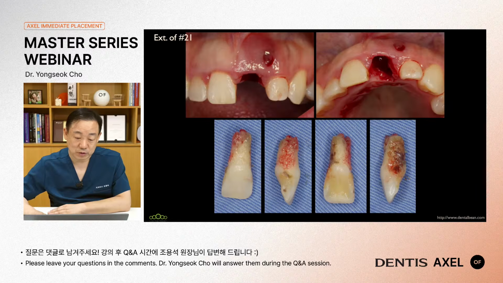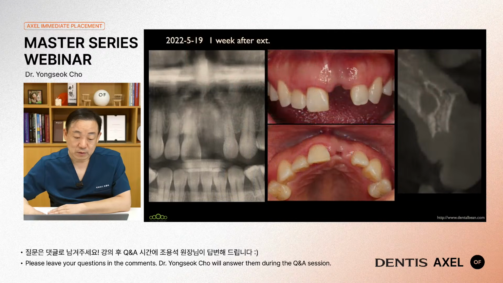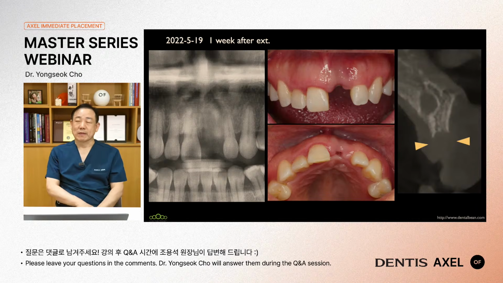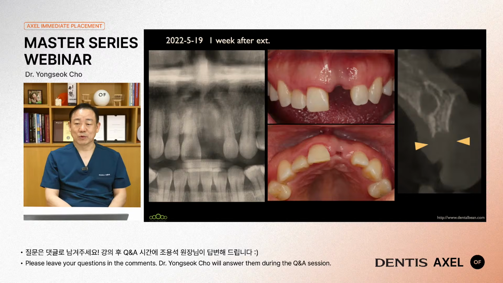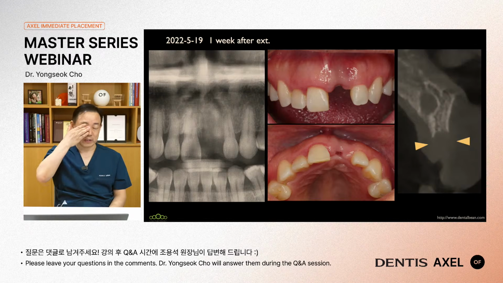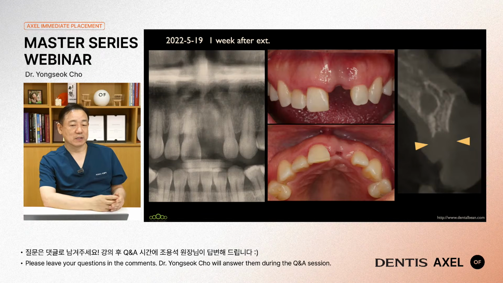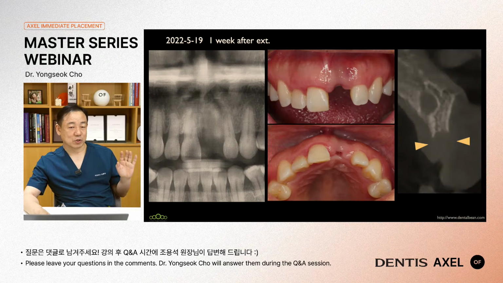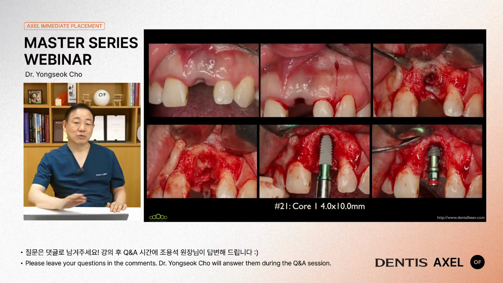I extracted the tooth. 1 week after the extraction. Although this is also an immediate case, the tooth is already lost. And look at the CT view, not only labial bone, but also palatal bone was lost. So in such a situation, vertical augmentation is very challenging. When it is just resorption of the labial side, I don't try complex surgery. But in such a case with both labial and palatal bone missing, sometimes I do GBR.